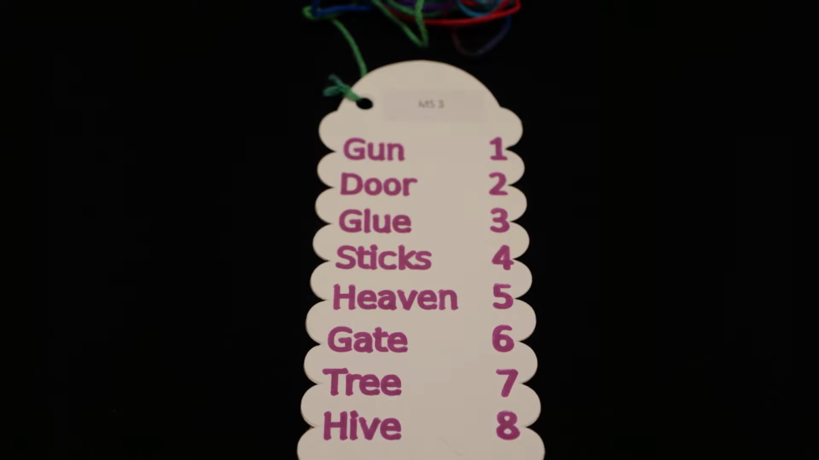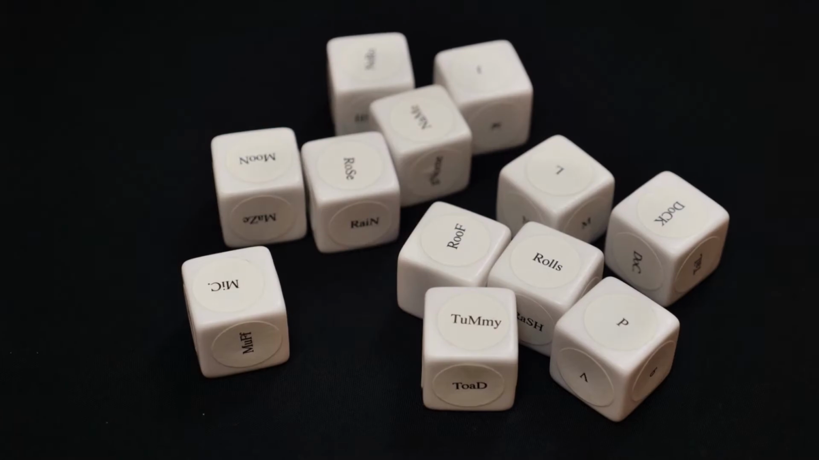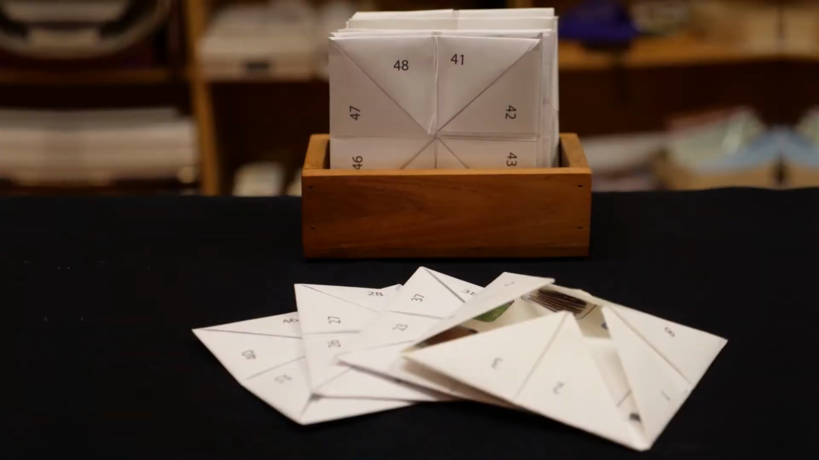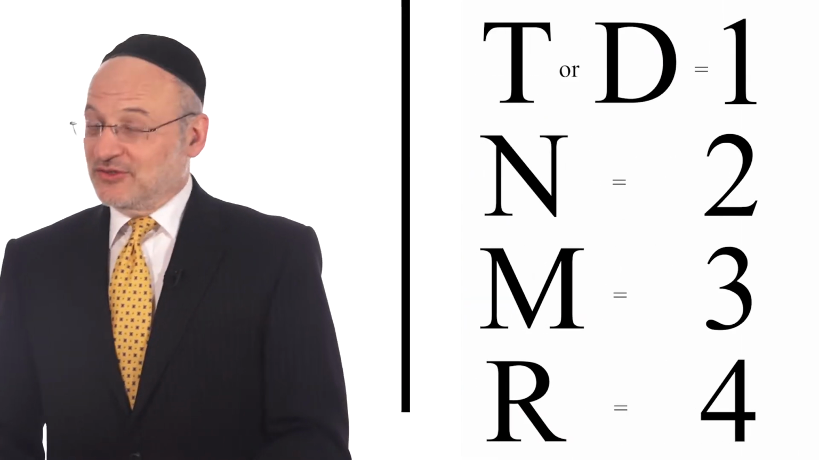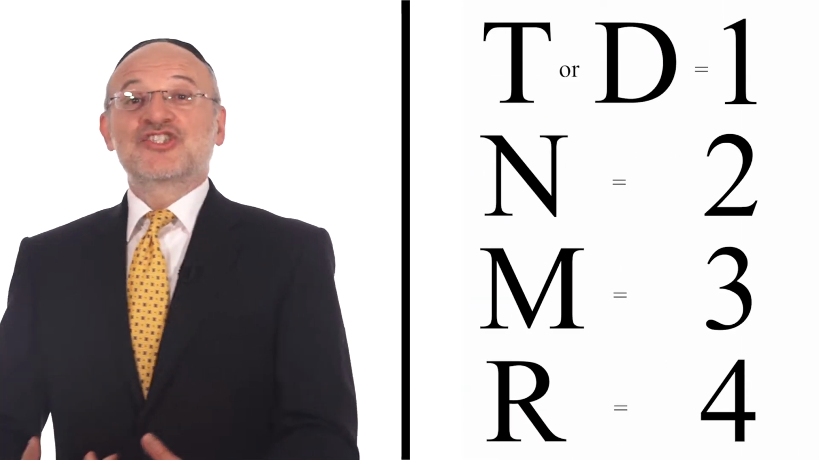What you want the children to do is, as you progress through teaching each one of the numerical values for each of these 4 letters so far, you're going to play games with the kids. Have them do lots of string wraps, which you've got for the memory system, and the dice, and the fortune tellers. So they're constantly remembering and reviewing in lots of different ways. R is 4, T is 1, D is also 1, N is 2, M is 3.